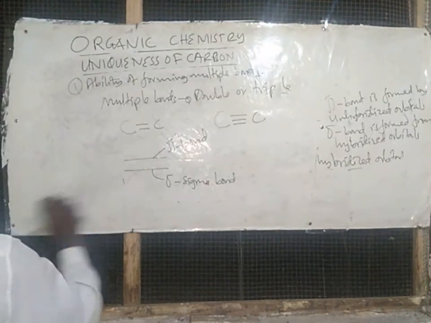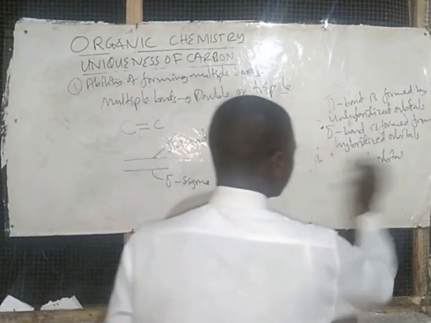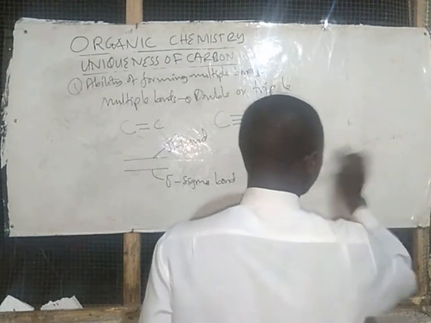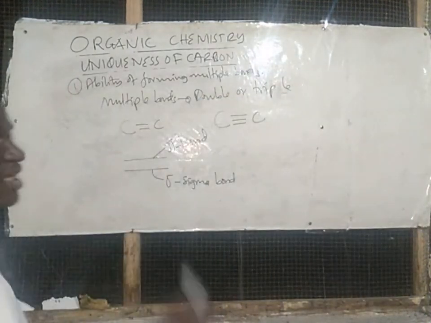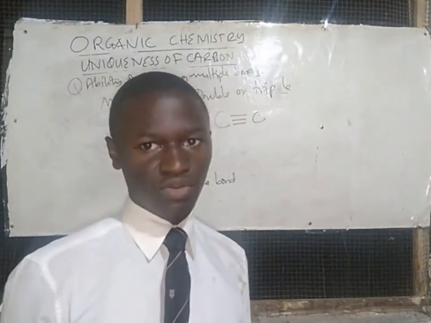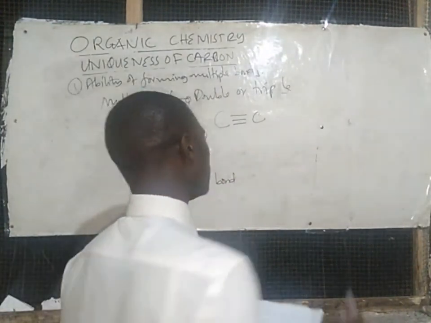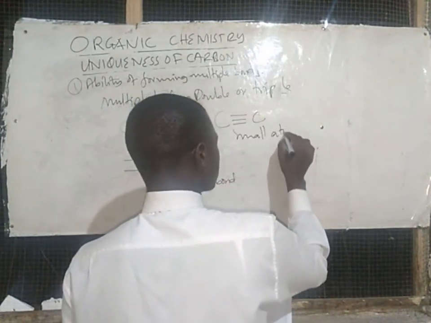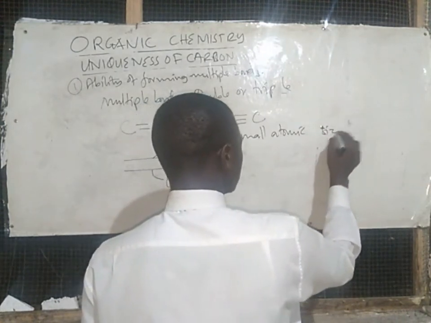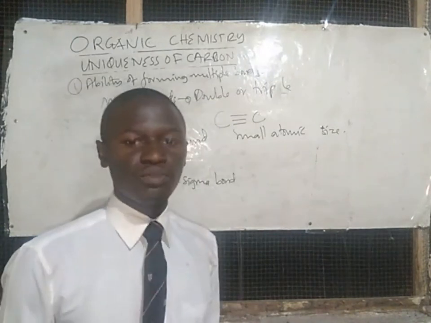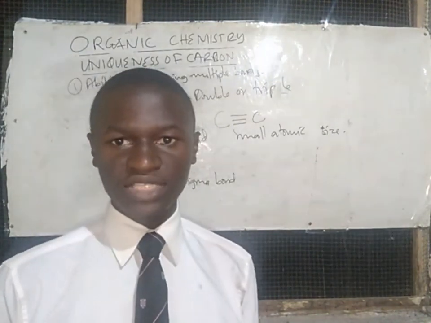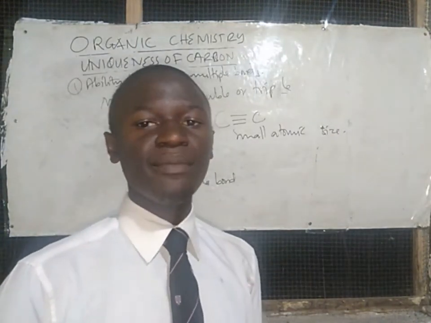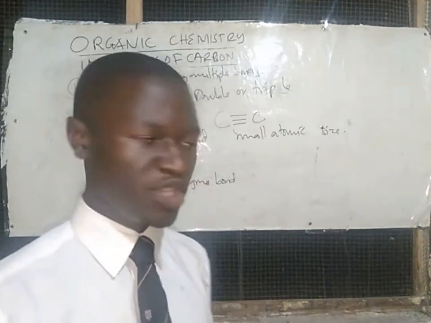Now, what is the secret behind it in the case of carbon? Let's see. In the case of carbon, carbon is small in size. It has a small atomic size. This small atomic size of carbon enables it to do the sideway overlap of the p orbital.